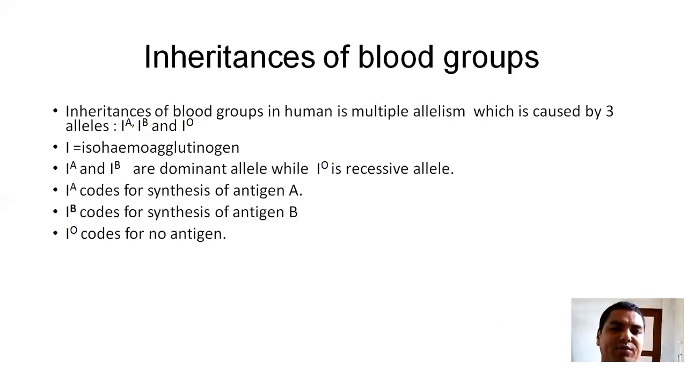Inheritance of blood group. Inheritance of blood group in humans is multiple allelism, which is caused by three alleles: IA, IB, and IO. I means isohemagglutinogen. IA and IB are dominant alleles, while IO is a recessive allele. IA codes for synthesis of antigen A, IB codes for synthesis of antigen B, IO codes for no antigen.